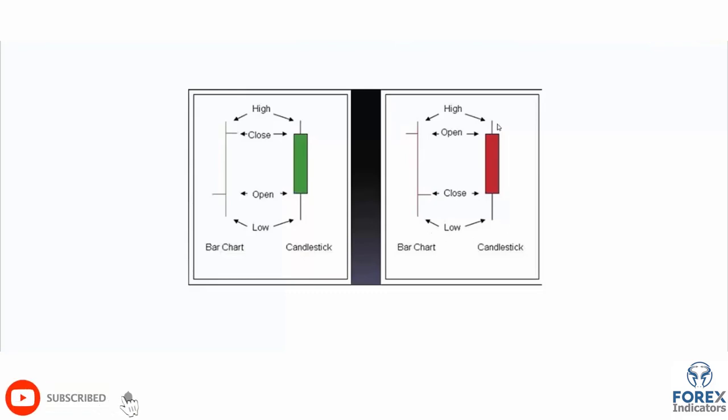Again, the wicks show you the high and the low. This is where it closed, this is where it opened, because this is red. If you compare that to an OHLC bar, this is what it looks like here. You can see where the close is here and the open is here. This is what it would look like, and here the open and the close is like that. In other words, the close is on the right hand side and the open is on the left hand side. But for me, it's so much easier to see using the candlestick formation here.